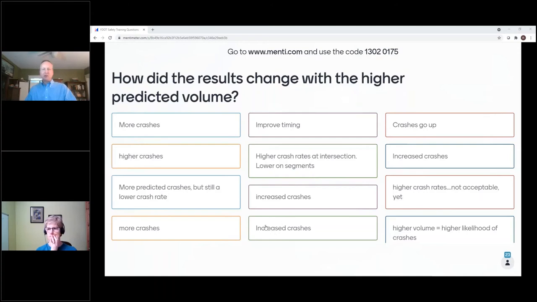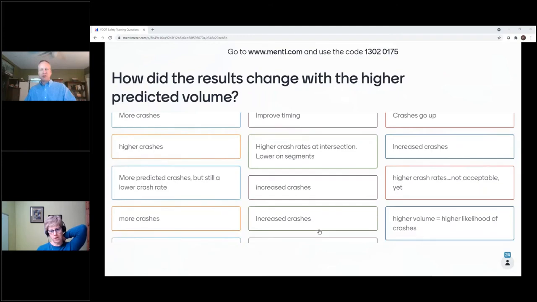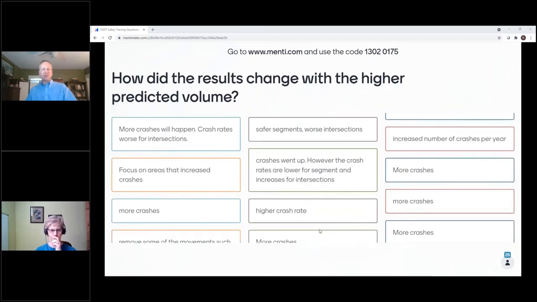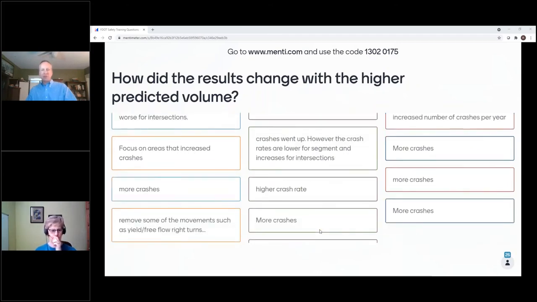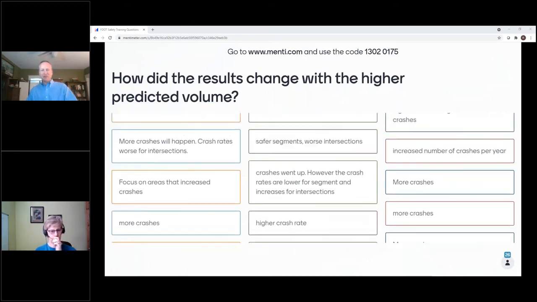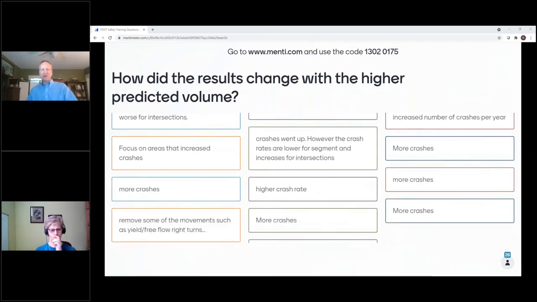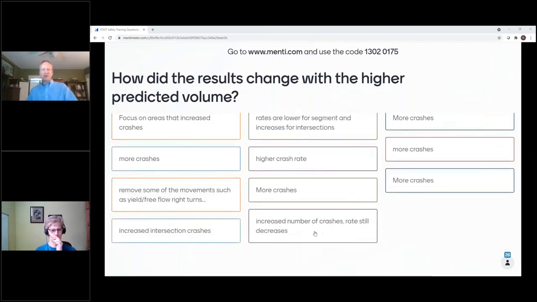All right, so I'm going to flip to the more challenging one. Well, actually, I need to scroll down. So for segments, worse intersections, right? Focus area that increase. Increased crashes, exactly. Remove some of the movements such as yield, free forward returns. Safer segment. All right. So good stuff.